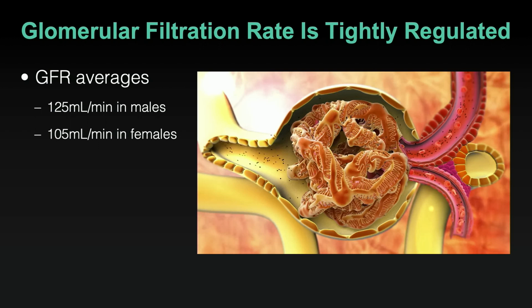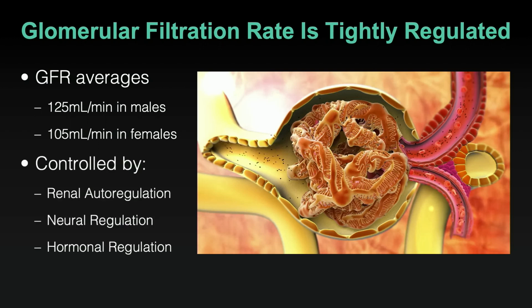Right now, 2 milliliters every second. Over the course of your 50-minute lecture, 6 liters will be filtered out. It's a pretty high filtration rate. And that is maintained tightly by renal autoregulation, neural regulation, and hormonal regulation.